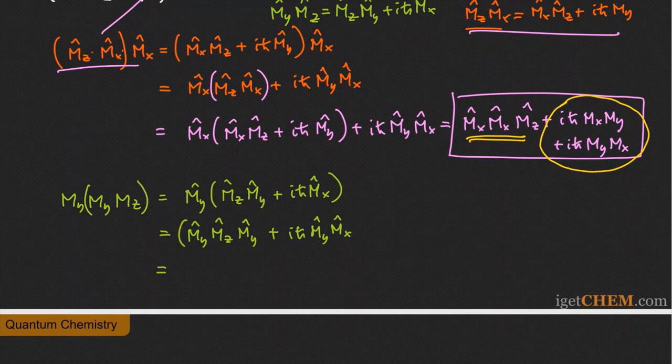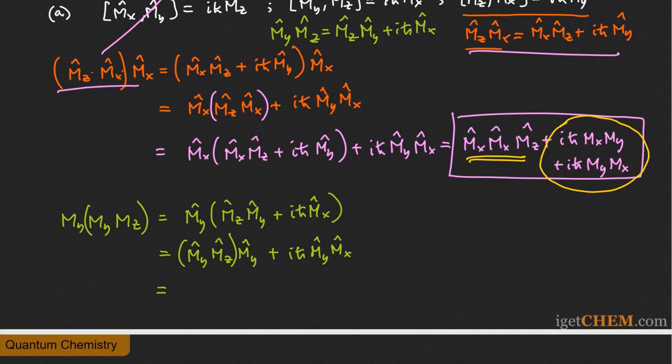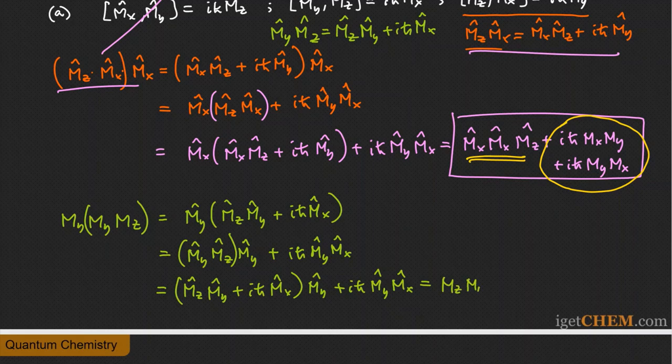So again, using the relationship again to expand that, my mz is equal to mz, my plus i h bar mx, that's in the parentheses, another my, plus i h bar my mx. And so now you see that expanding everything, I will have mz, my, my, first term. The second term is minus i h bar mx, my. And then I also have another i h bar my, mx. Let me write that better. Okay, so that is almost the end.